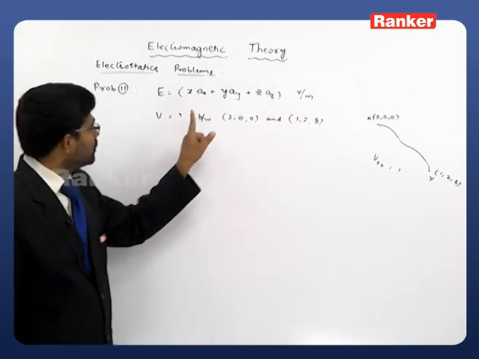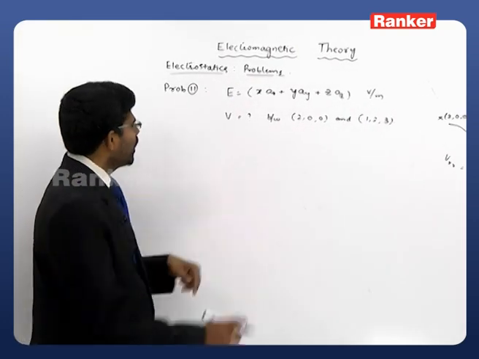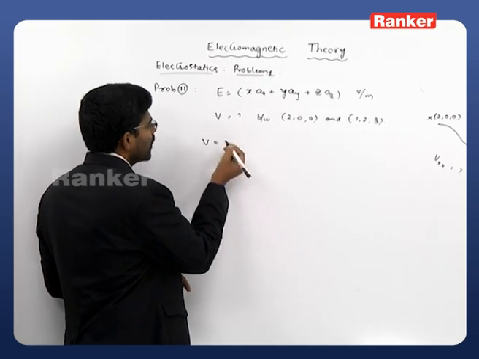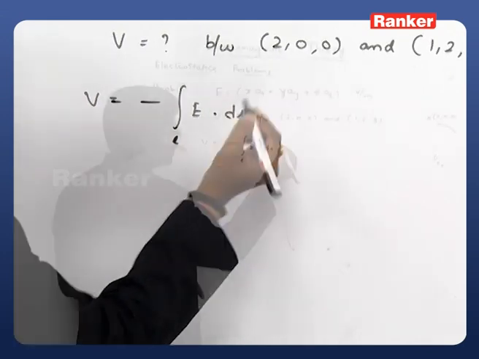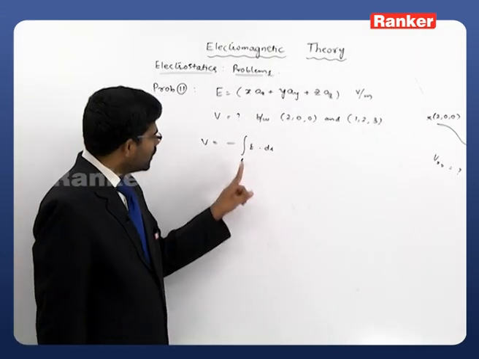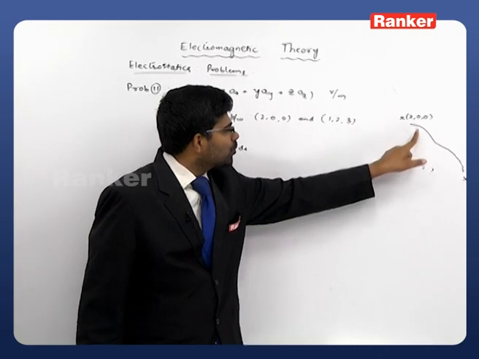Now what is the basic relation between V and E? We have a basic relation: potential difference is equal to minus the line integral of E dot dl. That is what we have, right? This line integral will be calculated from the first point to the second point.